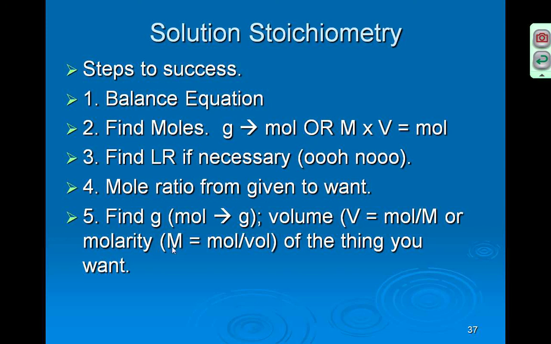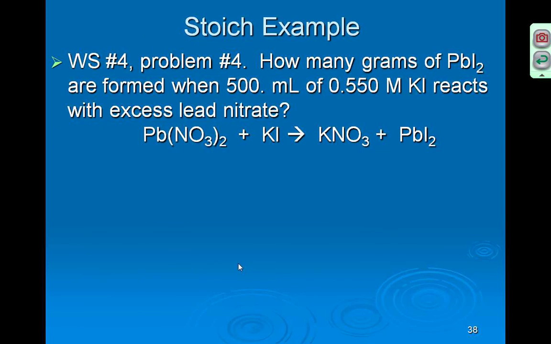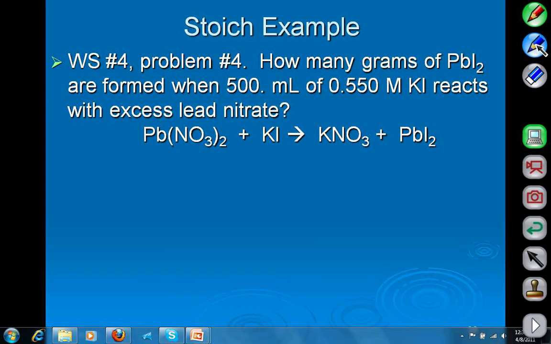Or if you're trying to find volume, you'll do the moles divided by molarity. Or if you're trying to find molarity, you'll take the moles you have and divide it by the volume. So let's do it. This is problem number 4 from worksheet number 4. How many grams of PbI2 are formed when 500 mL, we can't have milliliters in this, so I'm going to move the decimal 1, 2, 3 times to the left, 0.500 liters of 0.550 molar KI reacts with excess lead nitrate.